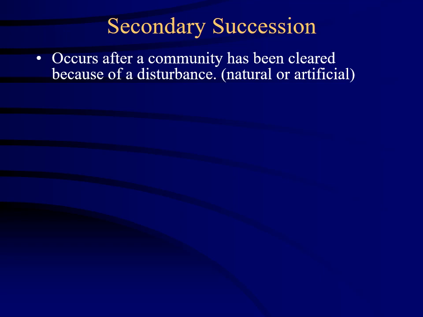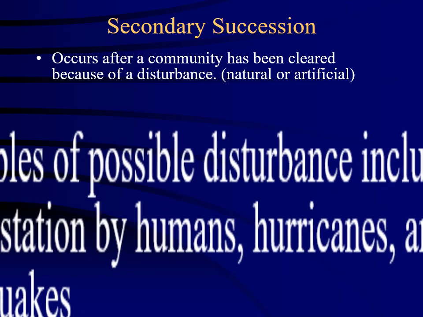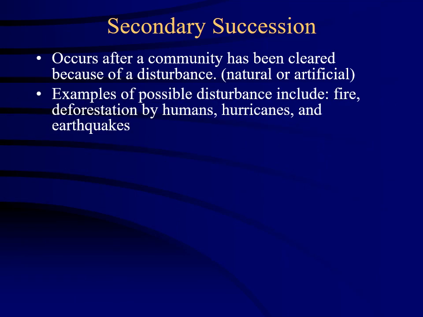Secondary succession occurs after a community has been cleared because of a disturbance, either natural or artificial. Those natural disturbances include earthquakes, include hurricanes, anything that isn't creating new rock, more or less. Fire, deforestation, that's artificial, of course.